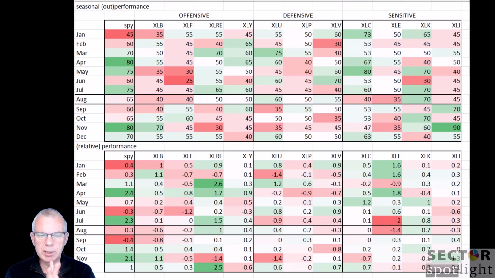Now let's dive into the analysis of the numbers as they currently stand. I have reworked my spreadsheet a little bit. I think I've used it once before in Sector Spotlight, but I'm beginning to like this a little bit more, because what I'm doing is breaking down the sectors into these three groups that we use on Sector Spotlight: offense, defense, and sensitive.